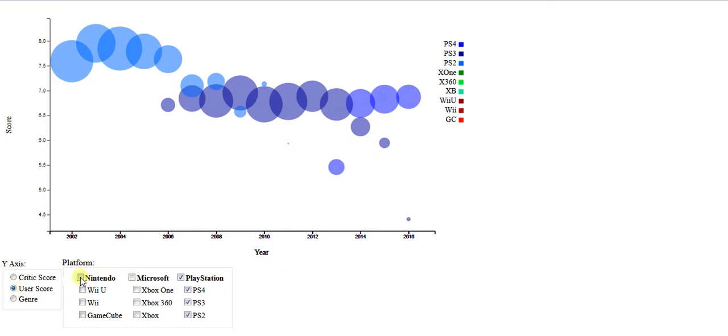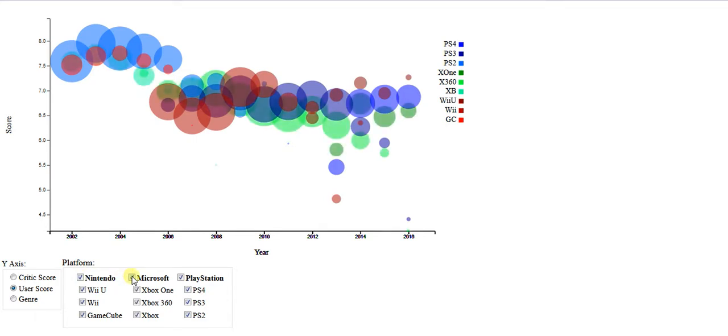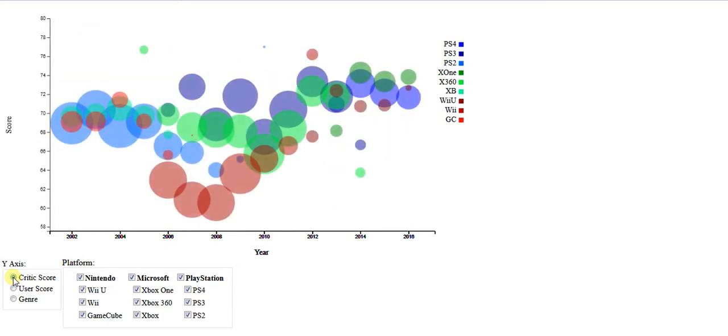If you look at Nintendo and Microsoft, I believe they both followed similar patterns for this. We're not really sure why that is. Maybe users just got pickier or used to better games. And then if you go to critic scores, you see a slightly different trend. Critic scores seem to be around the same place during the first generation, but they stay the same for Xbox.